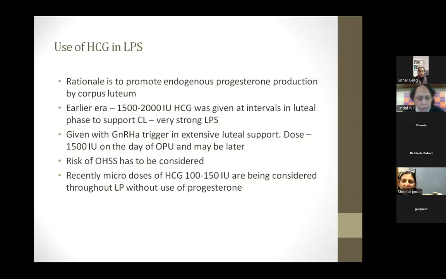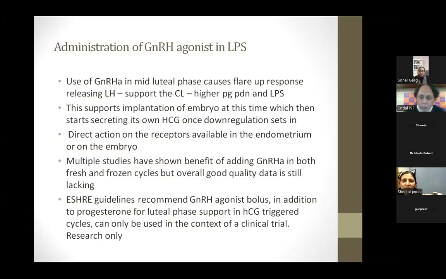So, any questions from the audience? If you have any, please interrupt or you can just write in the chat box. So, carry on, Sheetal. If there is any question, we'll answer that. So Sonal, do you have any question? Yes, ma'am.